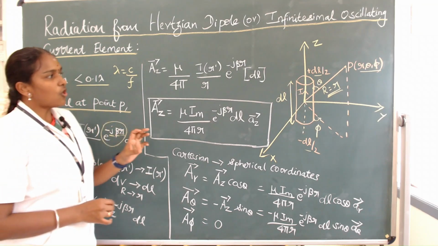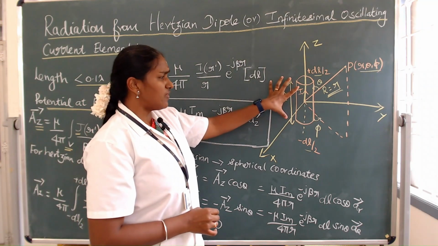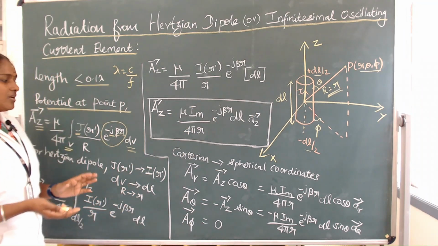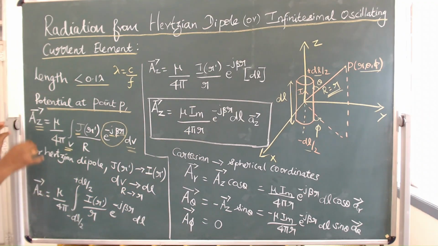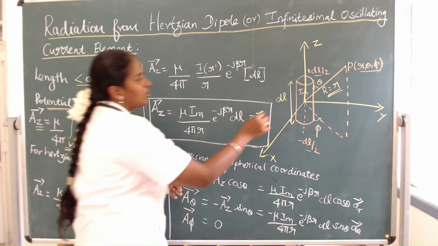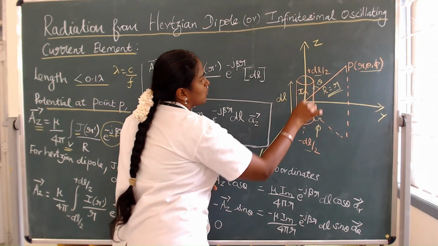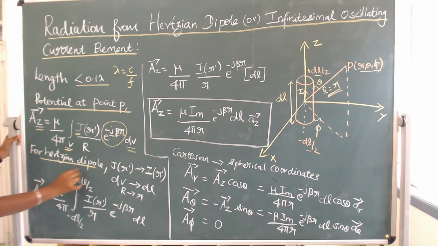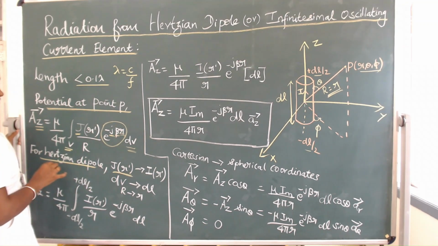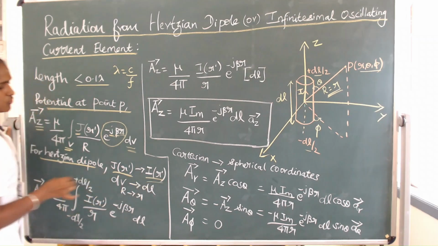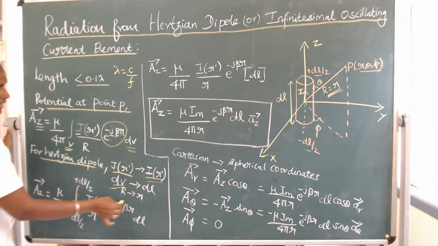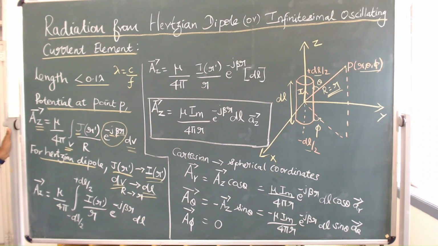Since the Hertzian dipole is very small in length, the current density does not need to be calculated. Instead, we can calculate the line current itself. The current flowing through the antenna is assumed to be a line current, which is sufficient for calculation. So for the Hertzian dipole, the current density can be reduced to this line current, and the volume integral can be reduced to a line integral. That is the substitution made here.